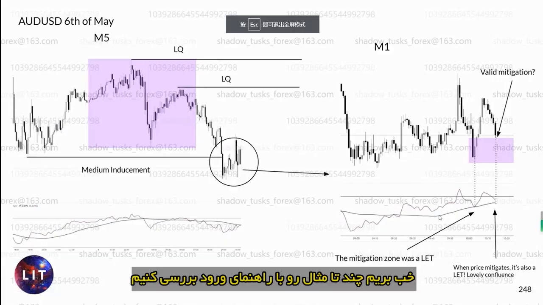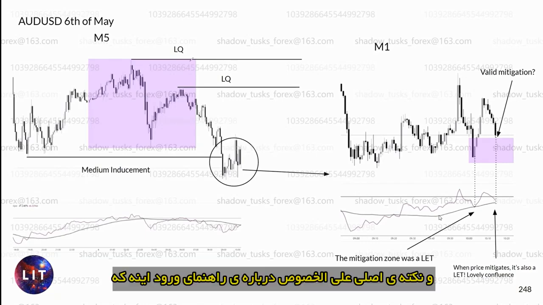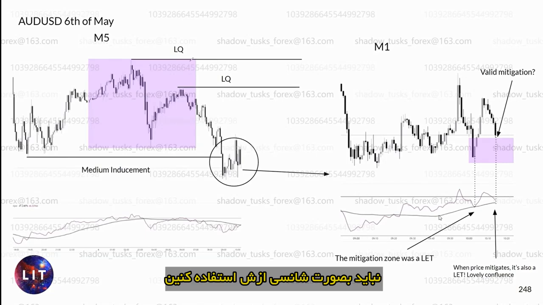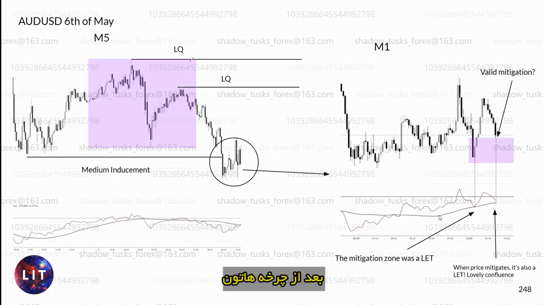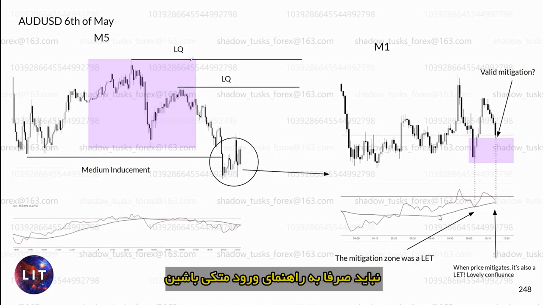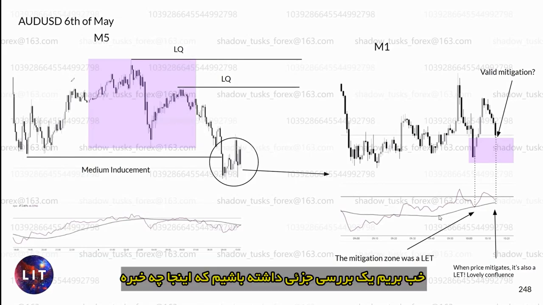Okay, so let's jump into some examples with the entry helper. We've obviously just learnt let, and the main thing, especially with the entry helper, is you don't want to be using it randomly. You want to be using it after you've had your build-up, inducement, mitigation, after your cycles. You don't want to be relying on the entry helper. So let's have a little look at what's gone here.